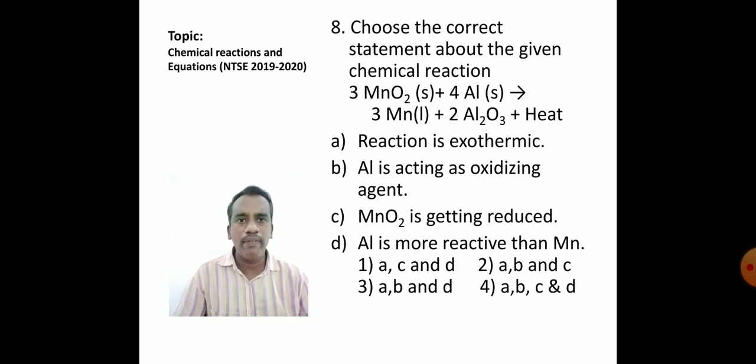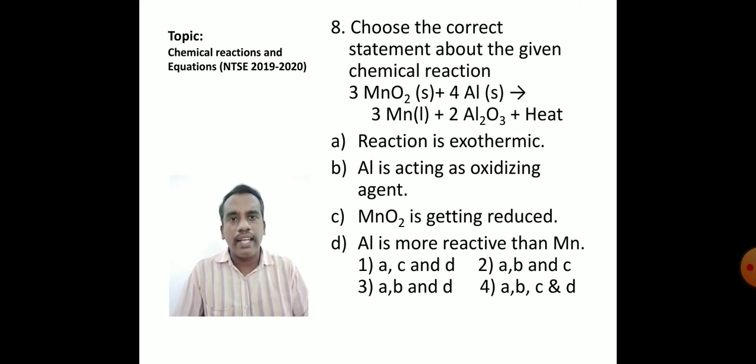And next we are studying statement B. Aluminium is acting as an oxidizing agent. What is meant by an oxidizing agent? An oxidizing agent is the one that makes another reactant gain oxygen.